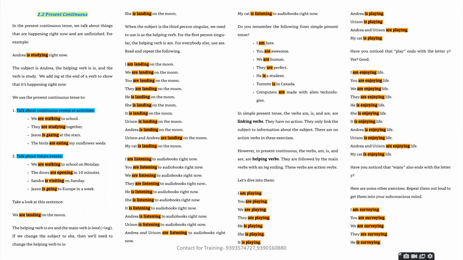Number 2, present continuous. In the present continuous tense, we talk about things that are happening right now and are unfinished. For example, Andrew is studying right now. The subject is Andrew. The helping verb is, and the verb is study. We add ing at the end of the verb to show that it's happening right now.